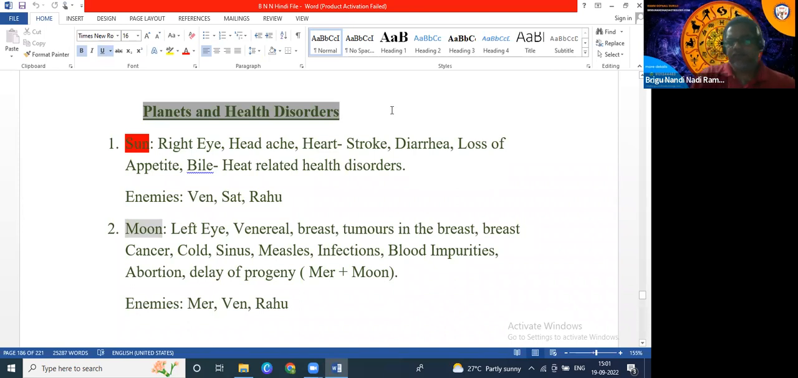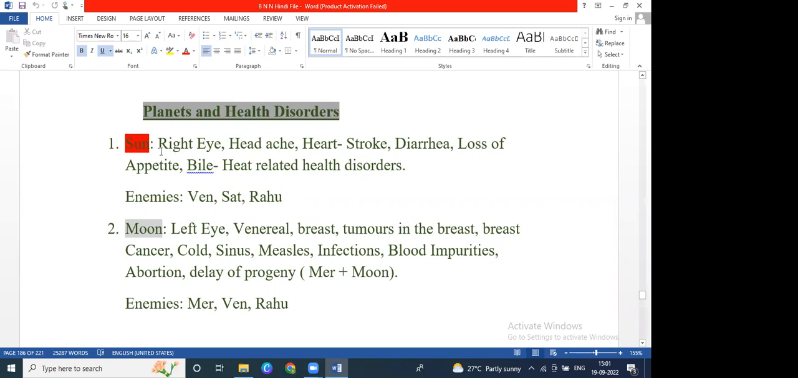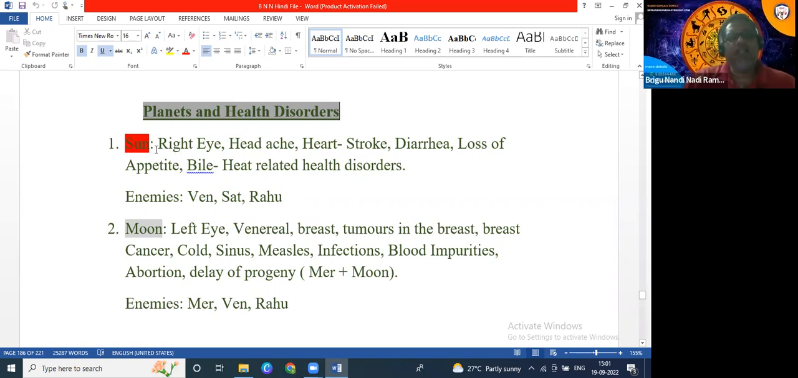Today we are going to discuss some health problems based on the combination of planets. So, let us discuss the Karakatwas of planets regarding health. Sun is the right eye, Moon is the left eye, and Sun denotes headache and heart-related problems, so heart stroke, diarrhea, loss of appetite, bile. Bile means heat governing planet. Sun is the heat governing planet. So heat related health disorders.